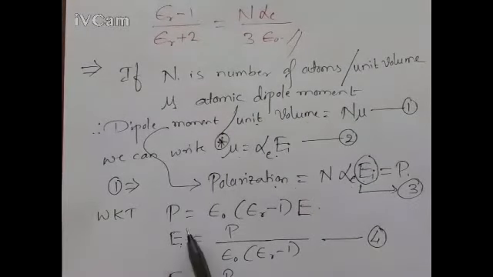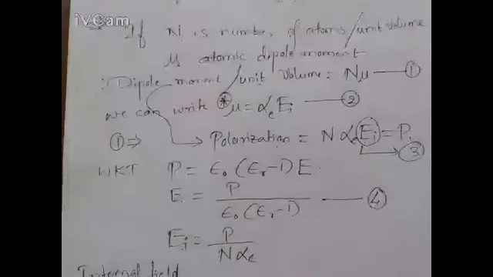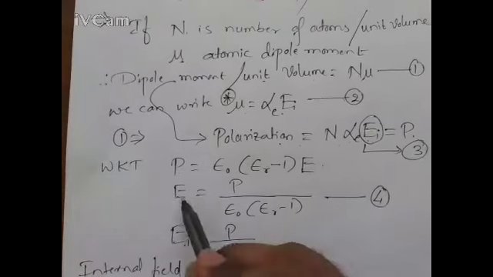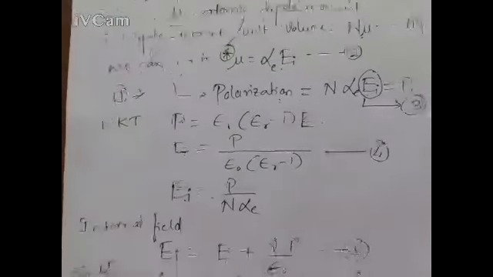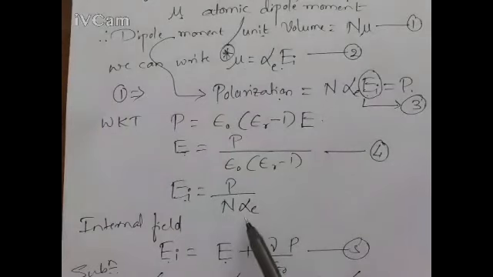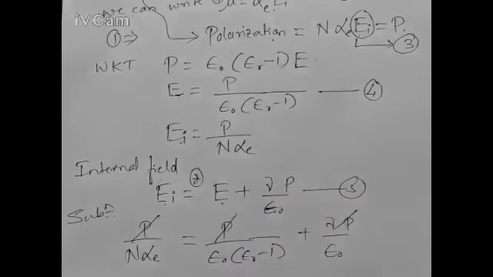We know this equation is the relation between polarization and the external electric field, and these are the constants. So from this equation I can extract the value of E. The value of E is this, I have just taken this in the denominator. So I can extract this EI from this equation. EI is equal to P divided by n epsilon e. This is the internal field equation, which you are going to remember. This is the important equation.